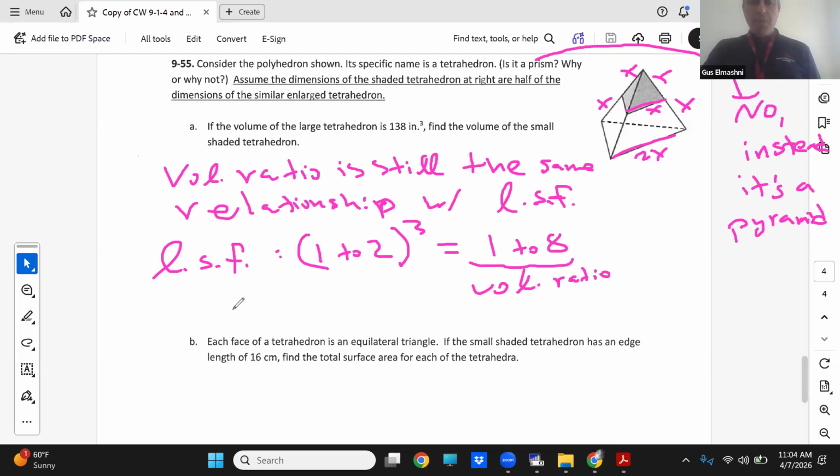And if they said the large is 138, so the volume of the small one to the big one equals 1 to 8. Cross multiply. I'm using V1 as a subscript to help me distinguish the small from the big. 138 divided by 8 should be 17.25. So the volume of the small one is 17.25.